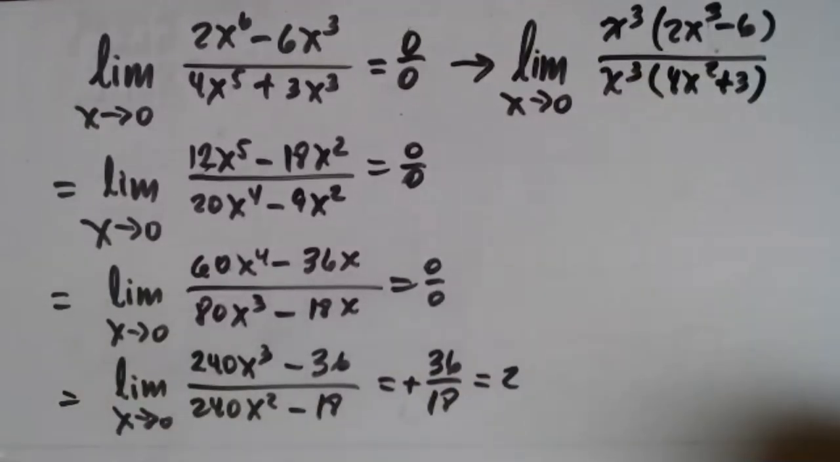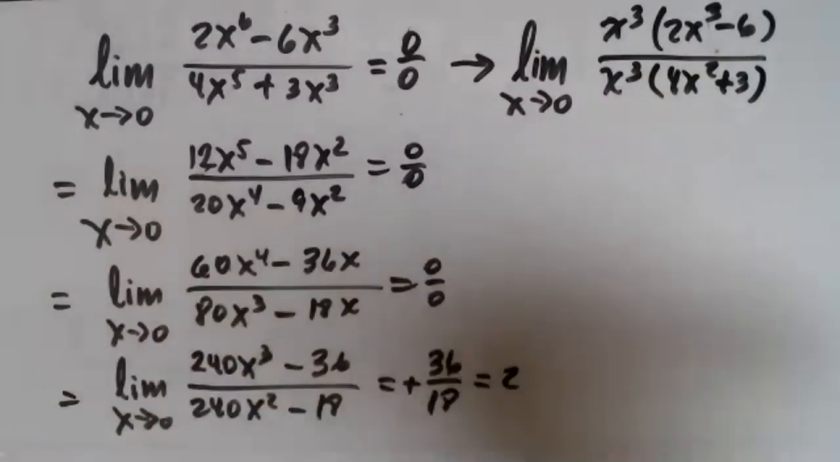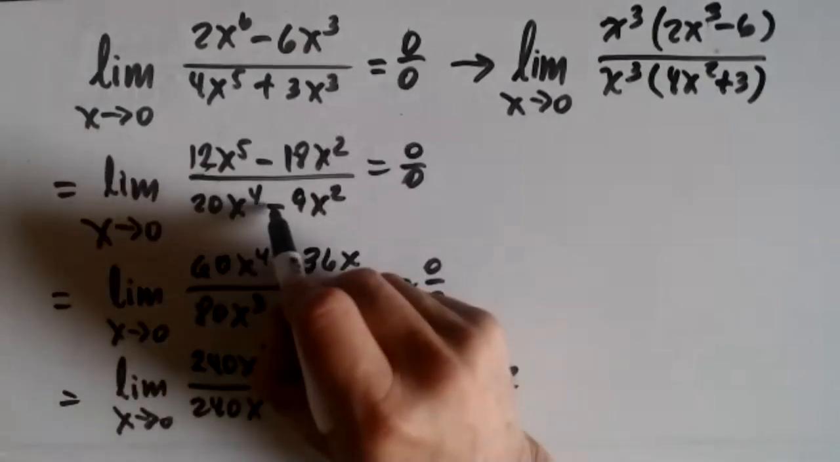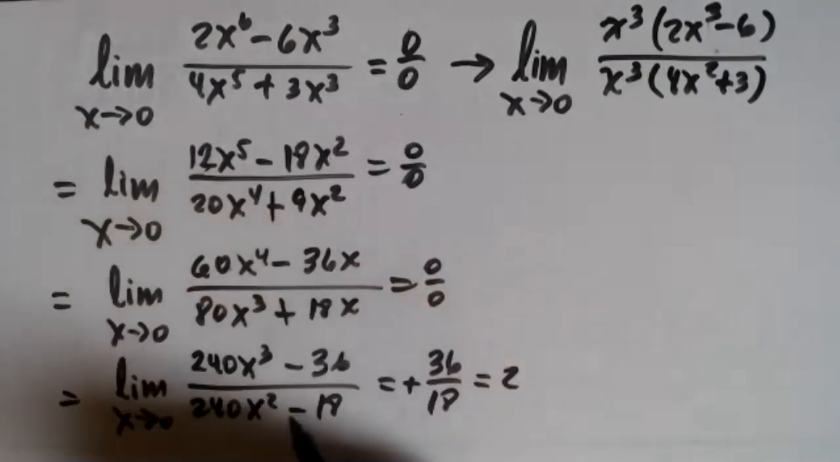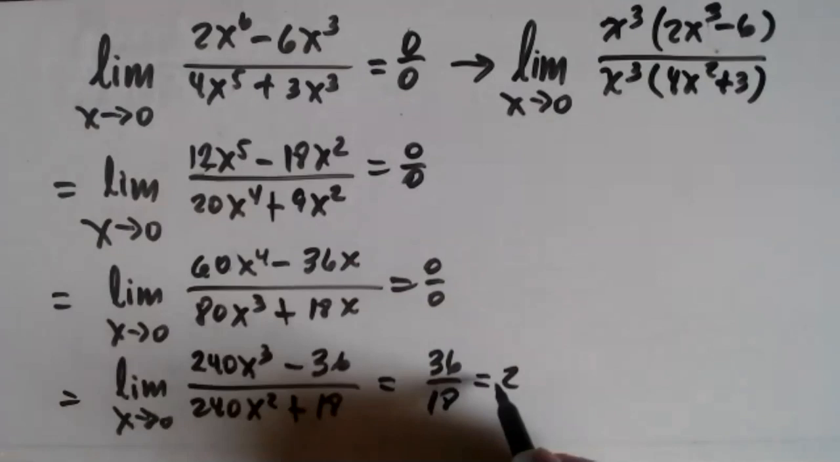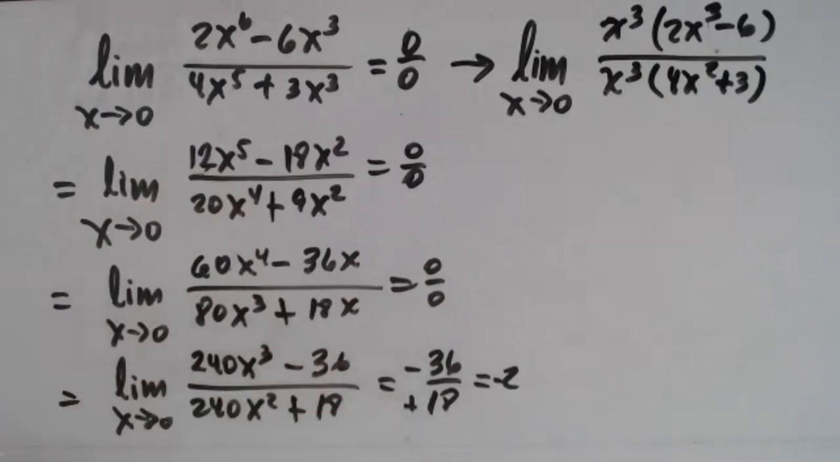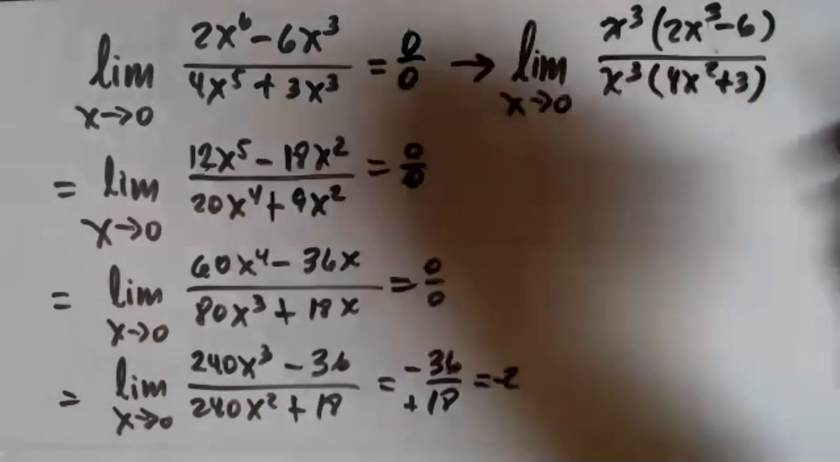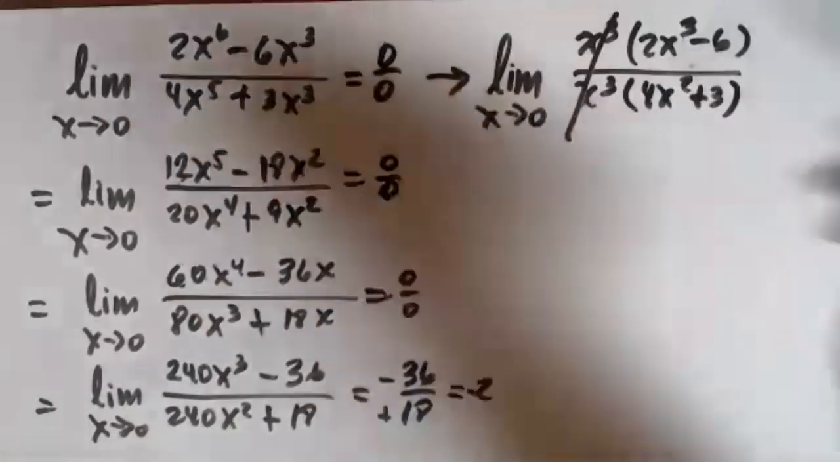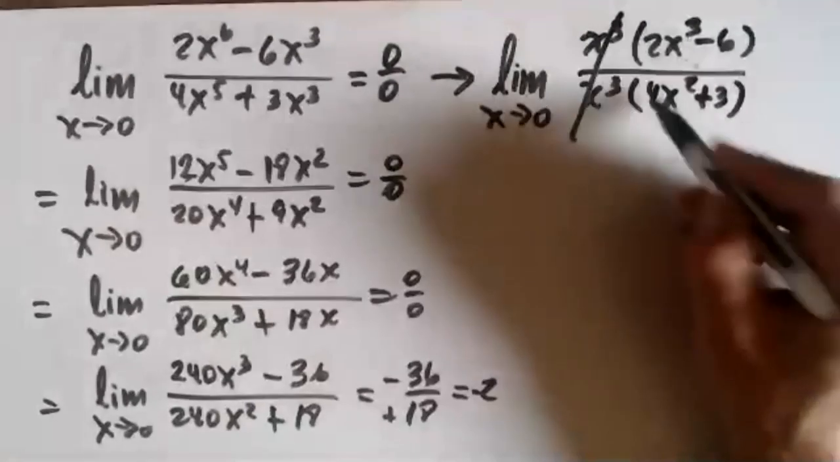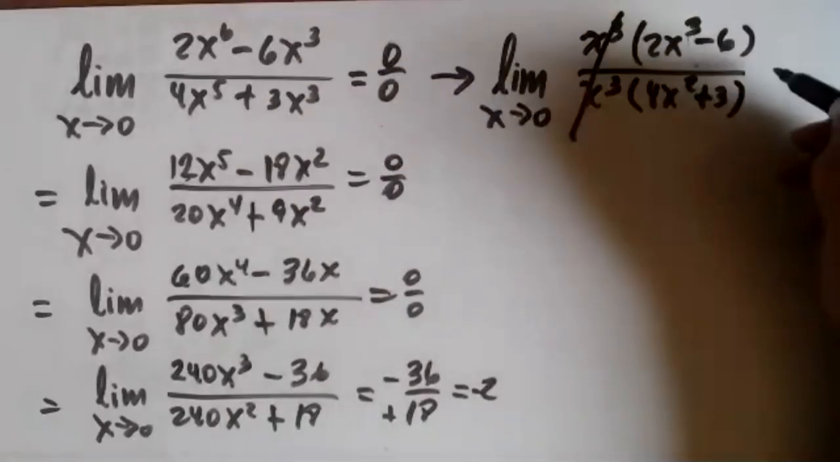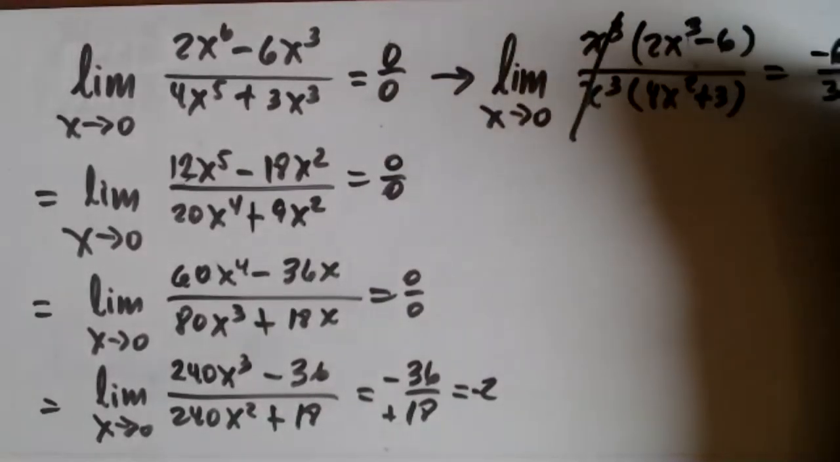Let me see. Why did I put a minus? This is plus, right? This is plus, and this is plus. So this is negative 2. This is negative over positive. Okay. Now, what happened with the cubes? You cancel the cubes, and then you get the limit of this expression. So you put a 0, you get negative 6 over 3. So it's the same one.